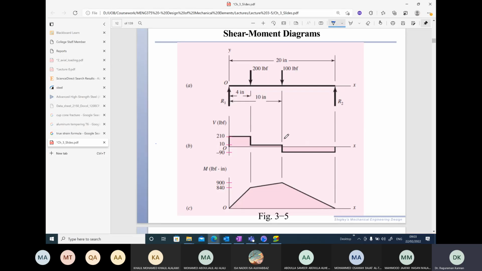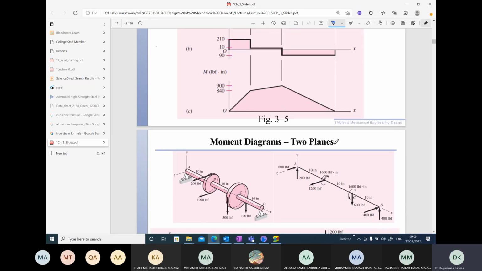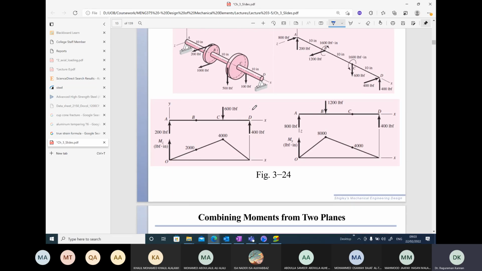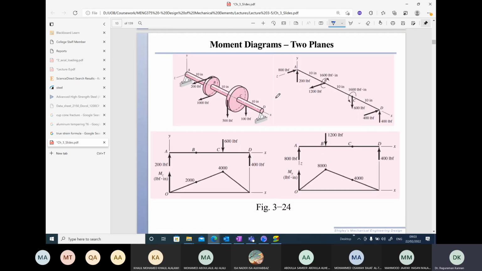So we know how to draw the shear force and bending moment diagram for this simple case. We have seen in the 2D case how to draw the shear force and bending moment diagram. What about a 3D case? You will often get problems where you will have to draw the shear force and bending moment diagrams for 3D case.